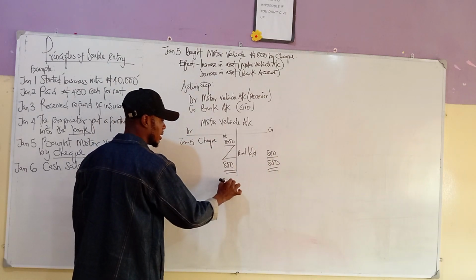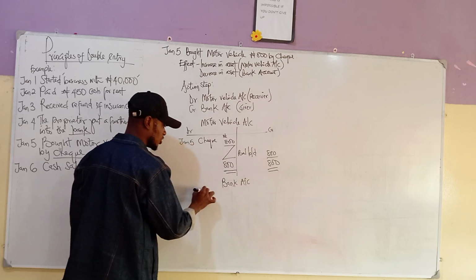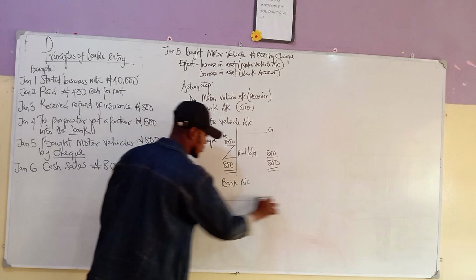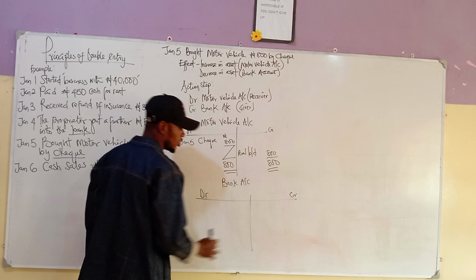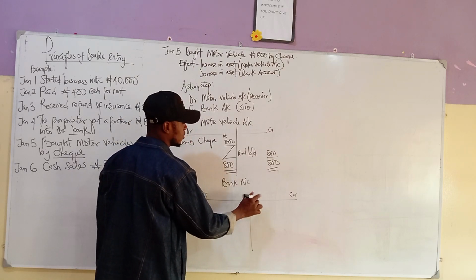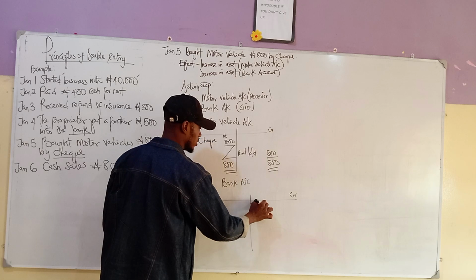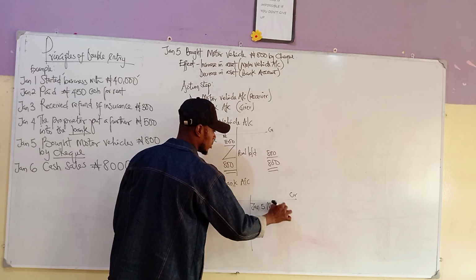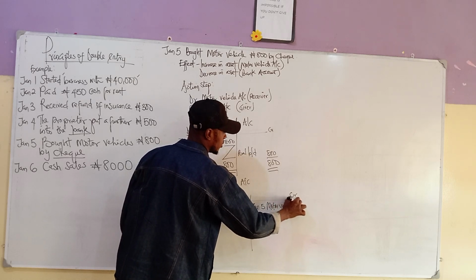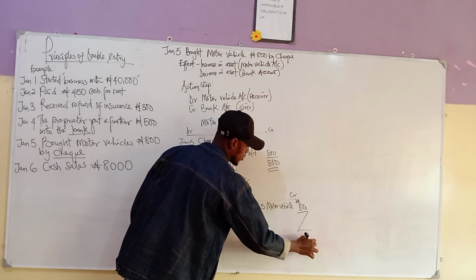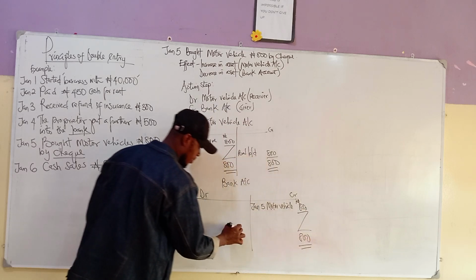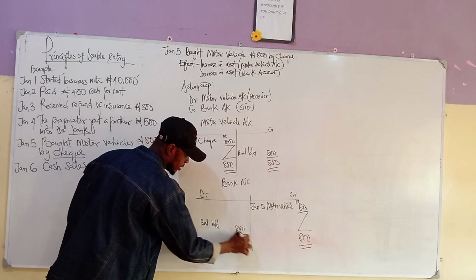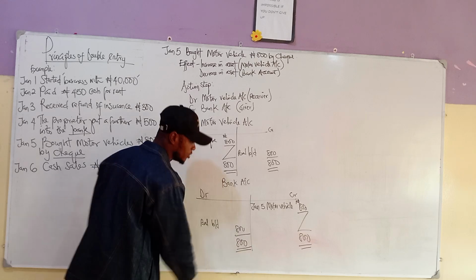Then the next one is bank account. Cash book principle. Remember that every expense goes into the credit side and every income goes into the debit side. So because money is leaving our hands, we record it in the credit side. And what are we paying for? Motor vehicle. And how much? We have 800. So I will close 800 and balance brought down, it's 800. Then I will close also 800.